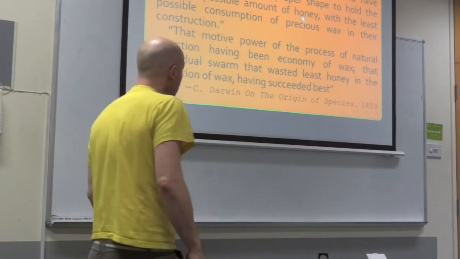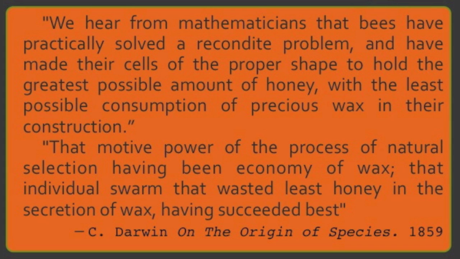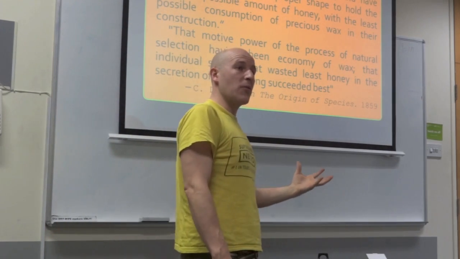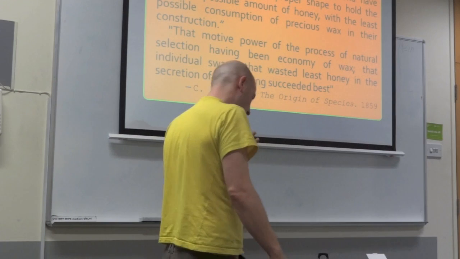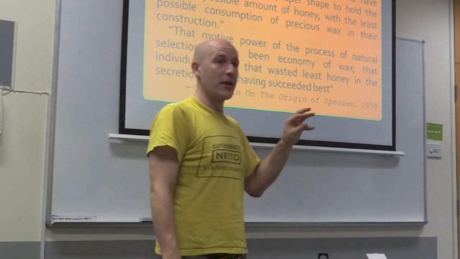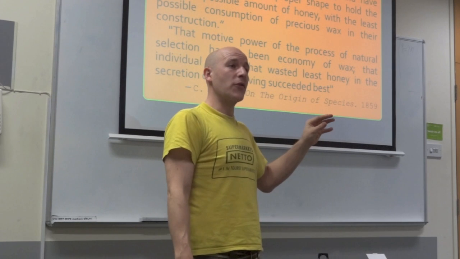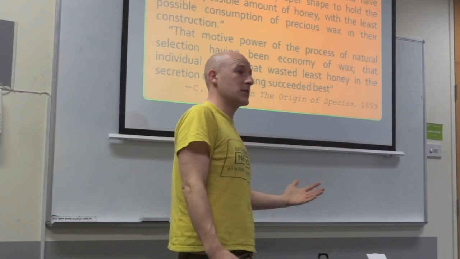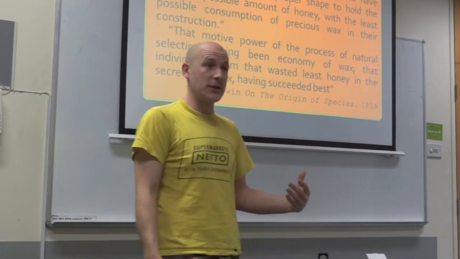He says, notice that this is a biological explanation. He gives the motive power of the process of natural selection as economy of wax. The individual swarm that wasted least honey in the secretion of wax has succeeded best. So one reason why we might think that bees have hexagonal honeycombs is that it's most efficient for them, and they'll succeed better. So it's a biological or evolutionary explanation.